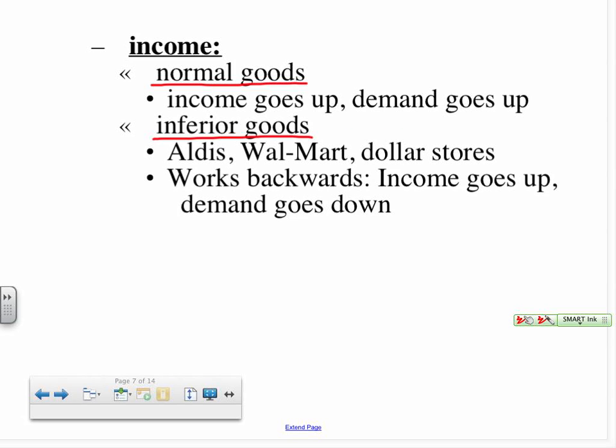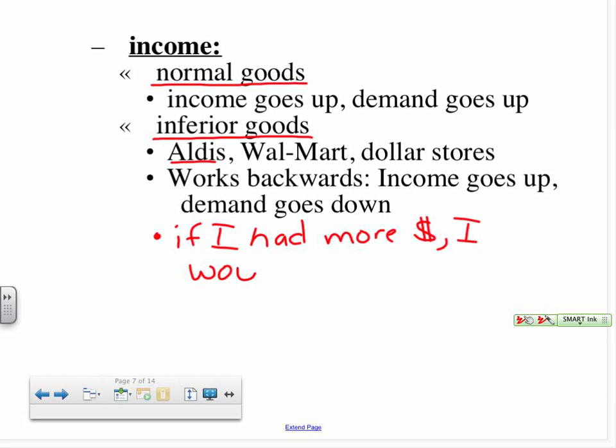Our example for inferior goods are Aldi's store, Walmart, dollar stores. I'm not making fun of those places. I shop at those places. I love those places. However, if I had more money, I probably wouldn't shop there. Let's add that. If I had more money, I wouldn't shop there.